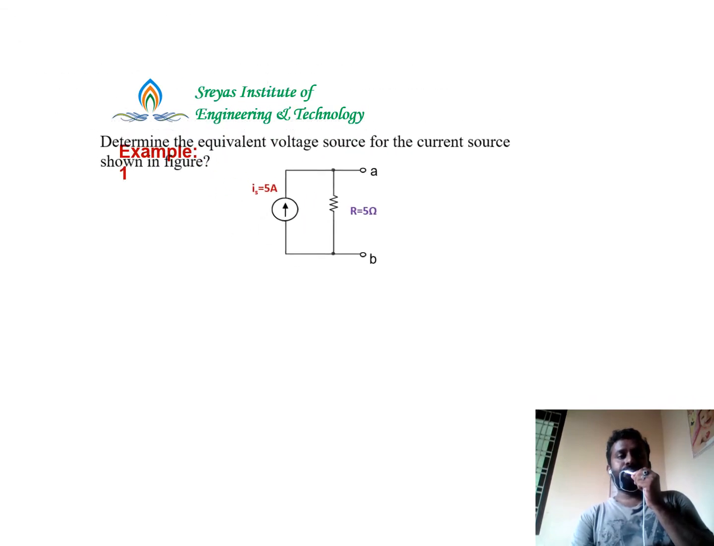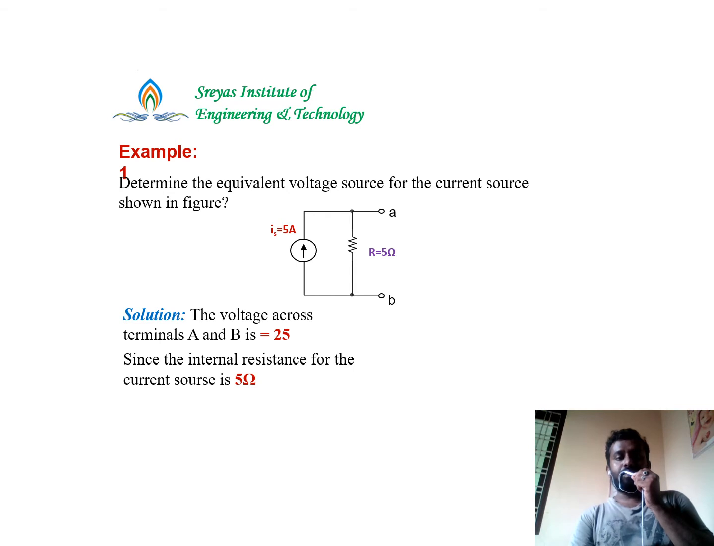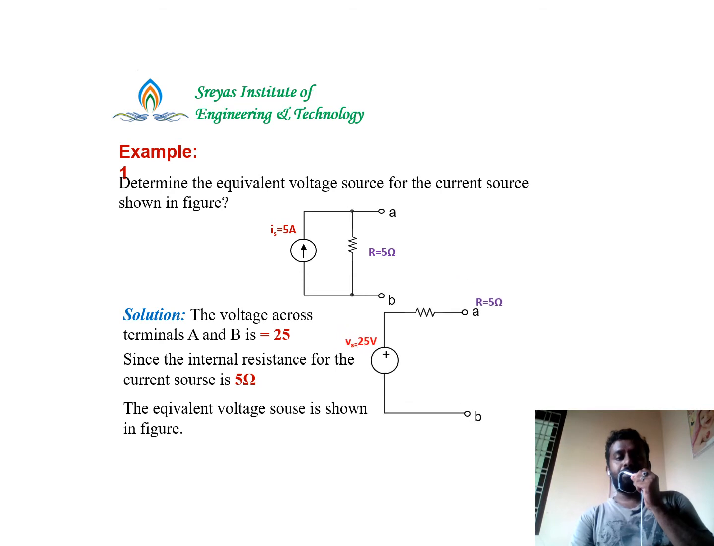Now taking an example, let's take there is a current source in parallel with the resistance. The current source value is 5 amperes and the resistance value is 5 ohms. So the question is, determine the equivalent voltage source for the current source shown in the figure. So there is a current source in parallel with resistance. This has to be converted to a voltage source in series with a resistance. The voltage across the terminals AB is equal to V is equal to I into R. So 5 into 5 will be 25 volts, and the resistance value does not change. So the equivalent will be a voltage source of value 25, that is I into R, 5 into 5, and resistance value is 5 ohms.